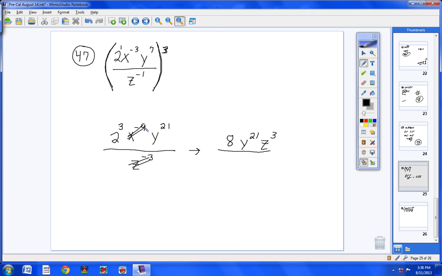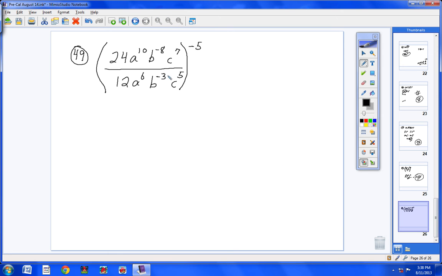And look at this X. It's got a negative 9. I've got to bring it down to the bottom and make it a positive 9. And now we're finished. It looked really difficult, but that's not too bad. That's really not too bad. All right, let's take a look now at number 49. Wow, someone had way too much free time to make this problem.